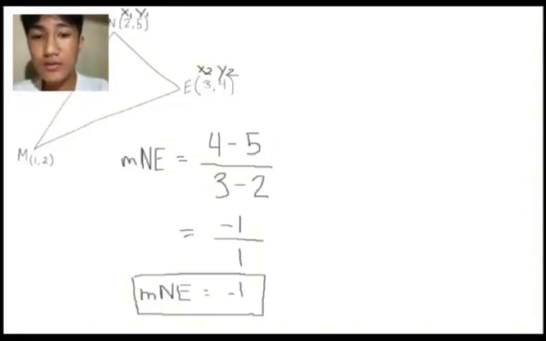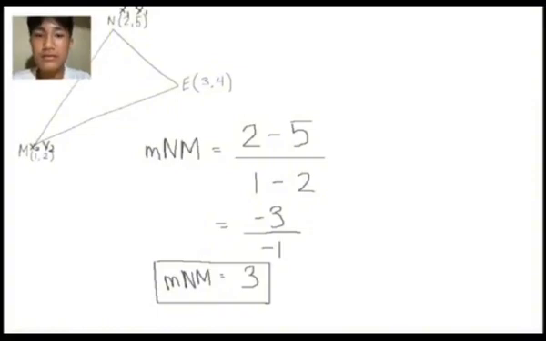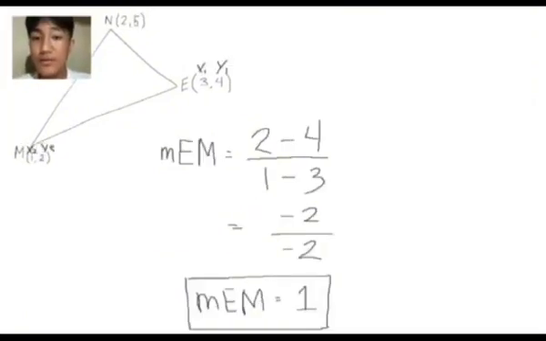The slope of NE is equal to 4 minus 5 over 3 minus 2, which equals -1 over 1, so the slope of NE is -1. Next, the slope of NM is equal to 2 minus 5 over 1 minus 2, which is -3 over -1, giving us positive 3. Lastly, the slope of EM is equal to 2 minus 4 over 1 minus 3, which is -2 over -2, equal to 1. So the slope of EM is positive 1.